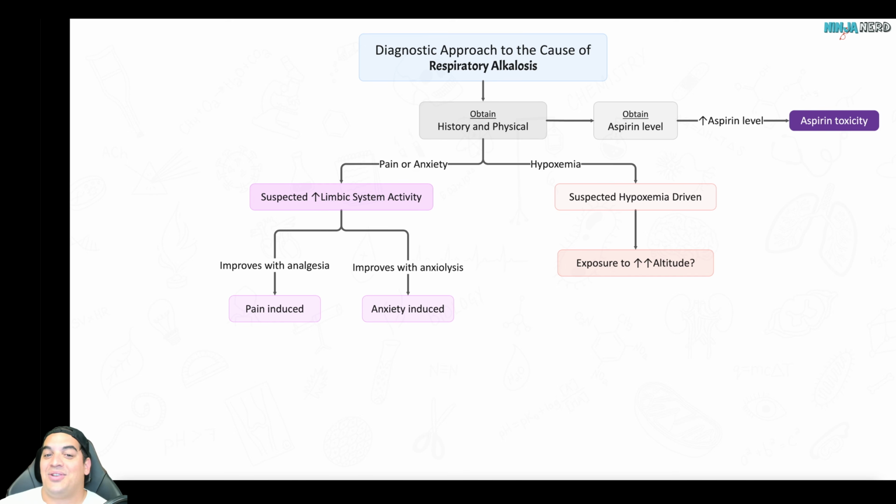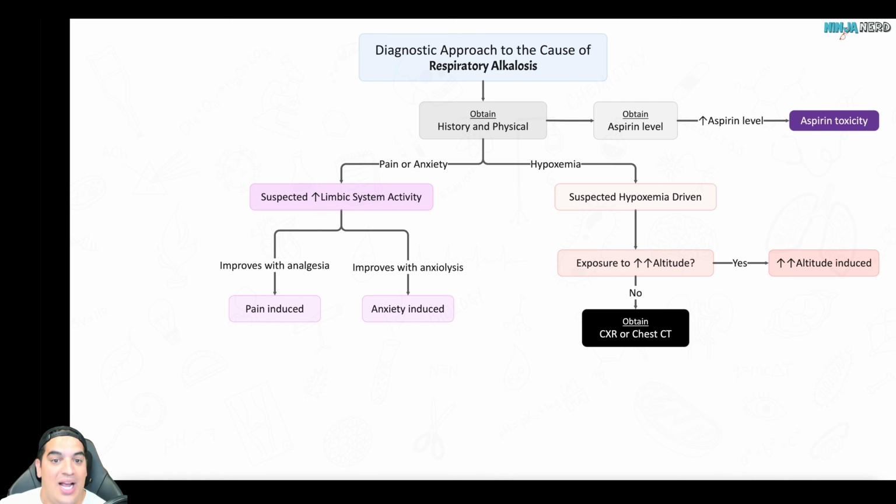But then you have to ask yourself the question right off the get-go. Do they have exposure to high altitude? If it's yes, it's high altitude induced respiratory alkalosis. If that answer is no, then it's probably all the other ones. Pneumonia, ARDS, or maybe a pulmonary embolism. In that particular situation, maybe get a chest x-ray or a CT scan of the chest and look to see for those particular pulmonary pathologies that would suggest this. All right.